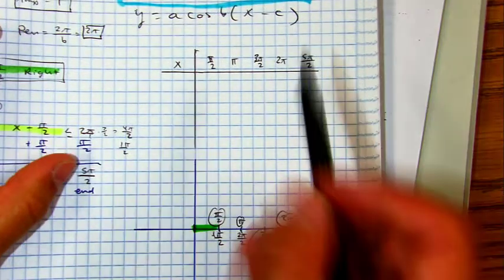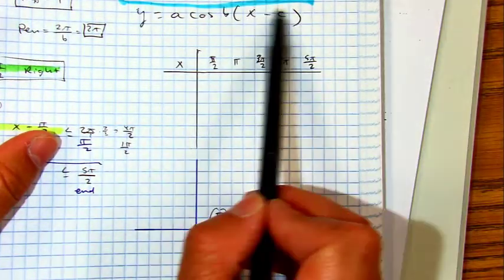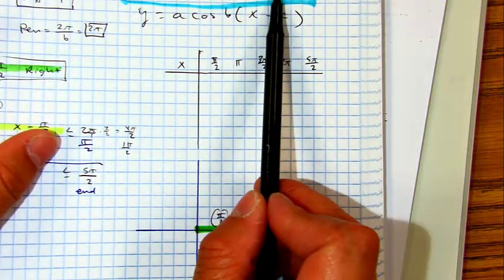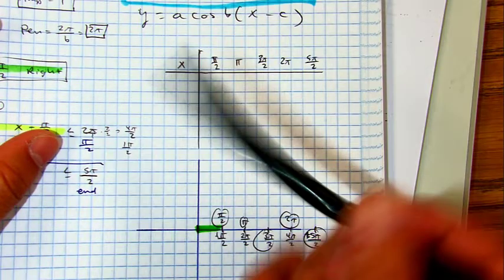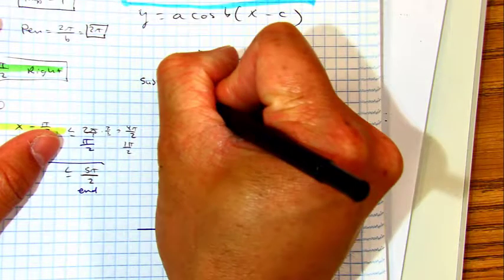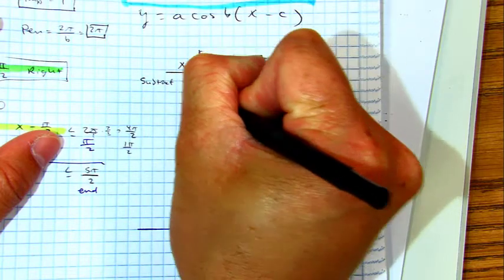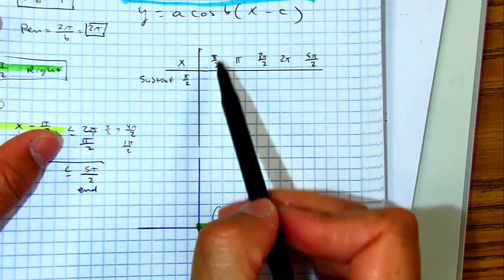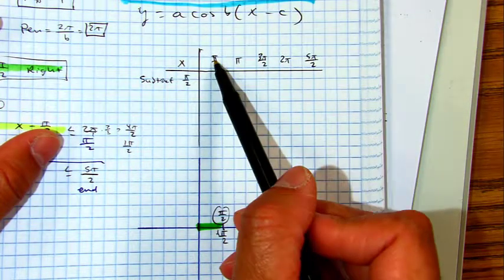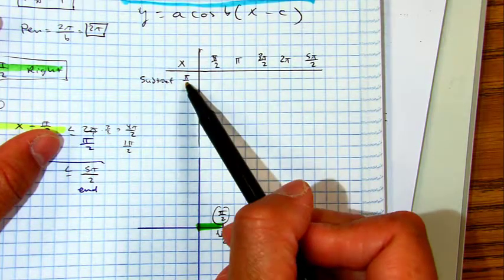So with my x value now, I'm working in the blue box. I'm going to subtract pi over 2. So take these values and subtract pi over 2. So x minus pi over 2. Pi over 2 minus pi over 2 is?